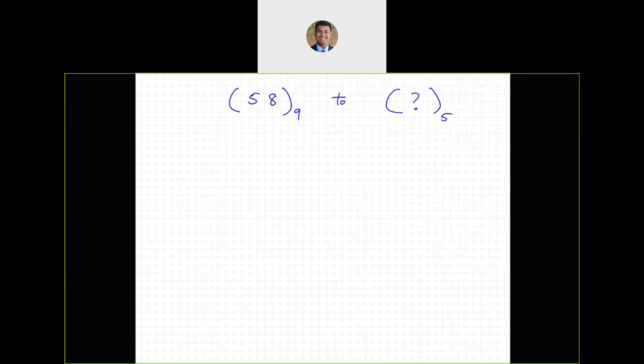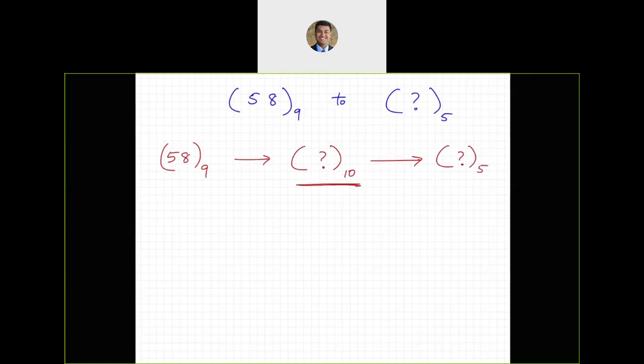Here is an interesting question. How do I go from base 9 to base 5? So this is a different example compared to the things that we have been looking at. How do you go from 58, which is represented in base 9, to base 5? Well, for this, I will use base 10 as my place to jump. So what I'll do is I'll go 58 in base 9 to something in base 10, and I will then convert that to 5. So I'll use base 10 as my intermediate step, which is what?